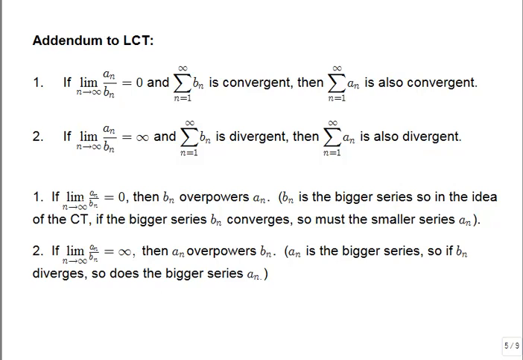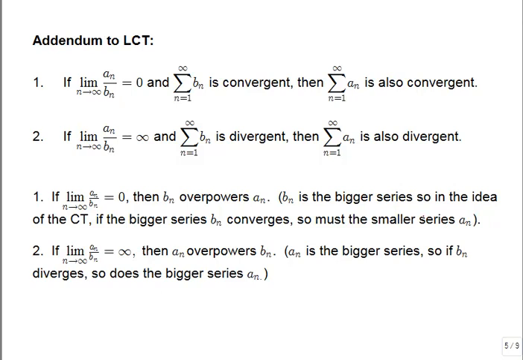Suppose that this limit equals 0. Then that means your b sub n on the bottom must be overpowering the a sub n. It means that the b sub n on the bottom is going to infinity faster, making the fraction go to 0. So you can kind of think of this b sub n as being the bigger, more powerful series. So in the idea of the comparison test, if the bigger series converges, then so does the smaller series.